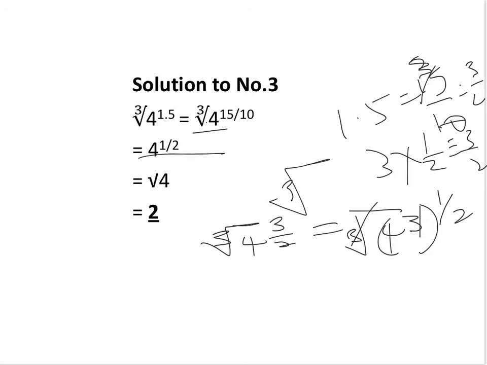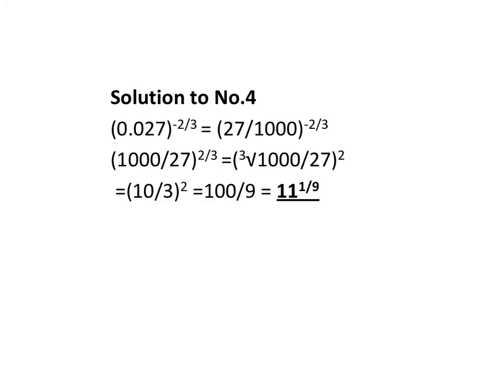And that is how we arrived at this. So cube root of 4 raised to power 15 over 10 is equal to 4 raised to power 1 over 2. And 4 raised to power 1 over 2 is equal to square root of 4. And the square root of 4 is 2. So your final answer is 2. Solution to number 4 question.